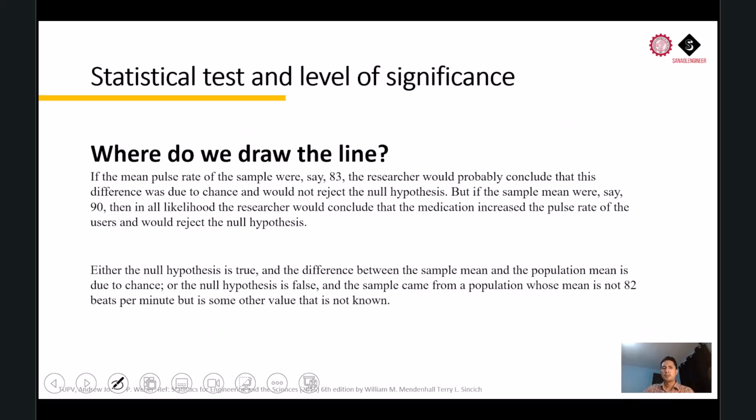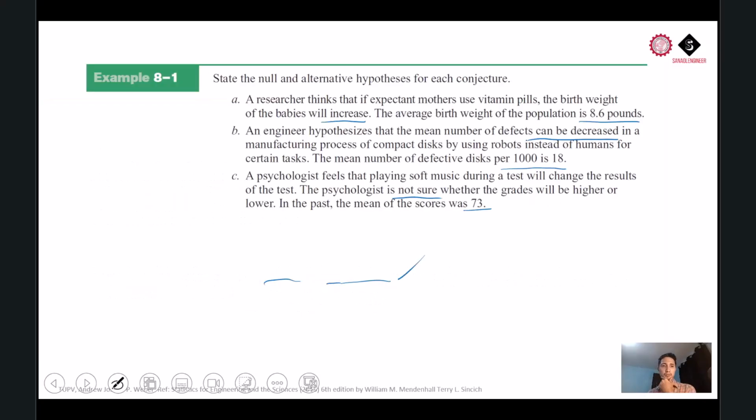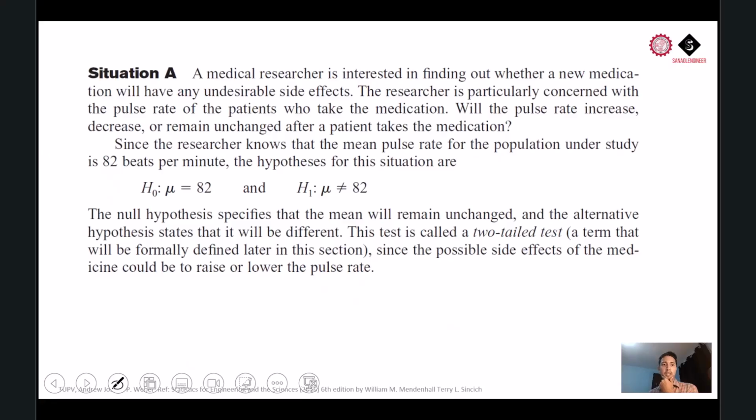So the next important question is, how do we know that there is a difference? Okay, where do we draw the line? How do we know that the sampling error is due to chance or due to a difference that is based on a different population? So if the mean pulse rate of the sample were, say, 83, the researcher would probably conclude that this difference was due to chance. Because if we look back from situation A, the beats per minute is 82.